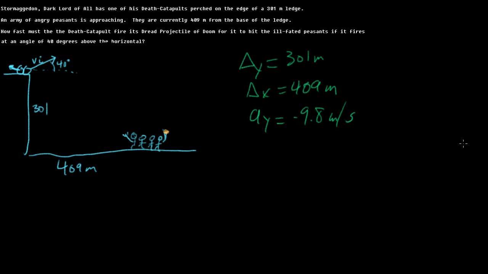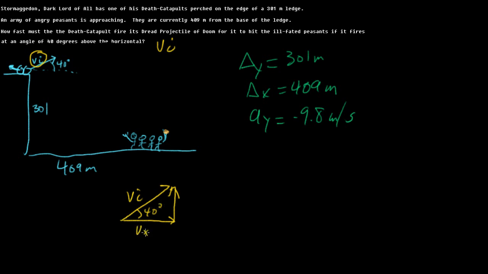The first thing I want to point out is that we want to know how fast he needs to shoot the catapult. So this Vi is the answer to the question. We want the velocity at 40 degrees. Let's draw that vector. This is Vi that we don't know, and this is 40 degrees.